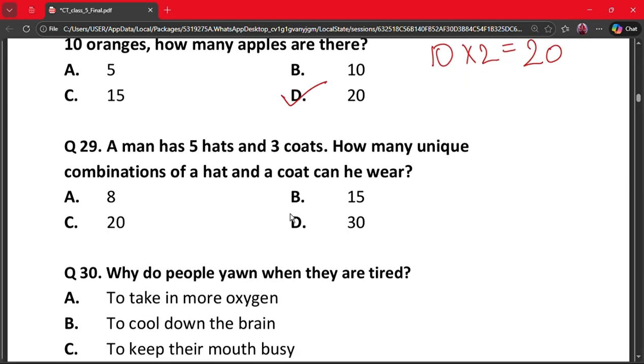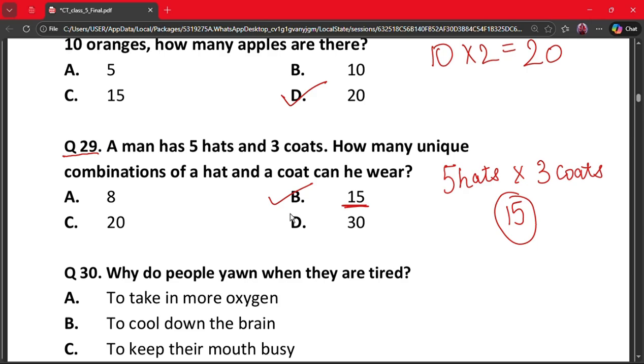Our next question is question number 29. A man has 5 hats and 3 coats. How many unique combinations of a hat and a coat can he wear? A 8, B 15, C 20, and D 30. So each hat can be paired with each coat. So total combinations is 5 hats into 3 coats. So 5 into 3 is 15. So our correct option is option B, that says 15.